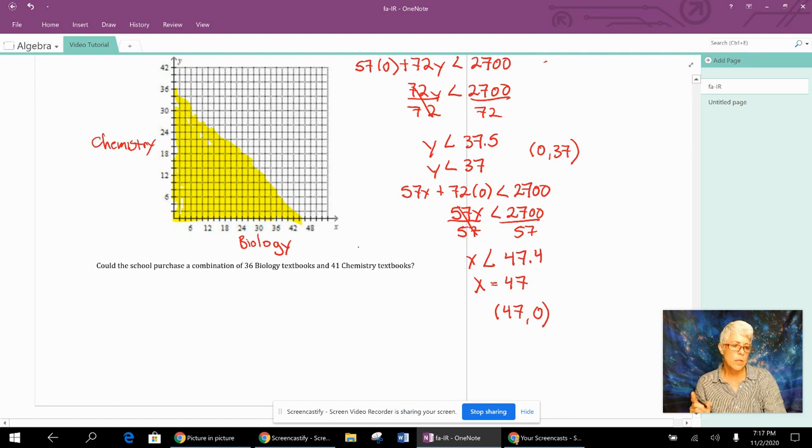Okay. Could the school purchase a combination of 36 biology textbooks and 41 chemistry textbooks? I'm reading this question right here. Let's find out. Biology is X, so I'm going to go to 36, which is right here. And chemistry is 41, which is way up here somewhere. So I'm going to come all the way up here, and obviously that is a big fat no, because it's not part of the shaded area.